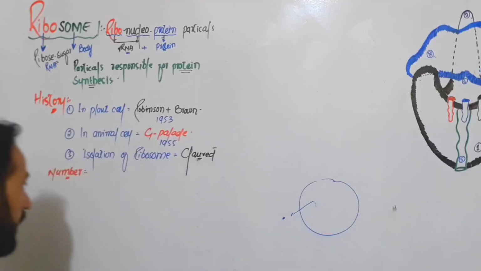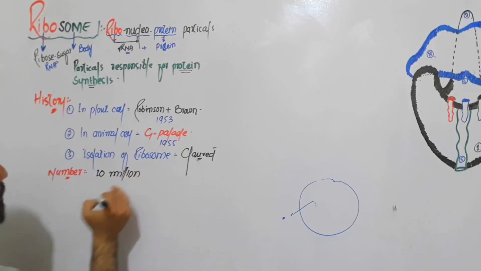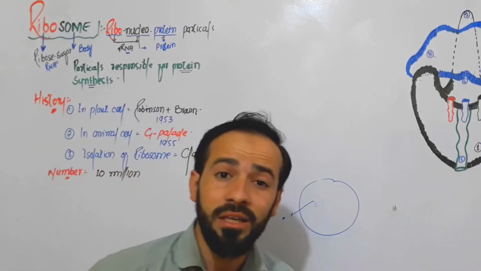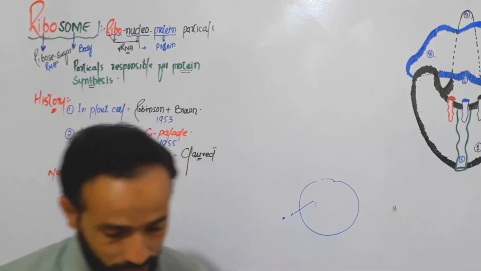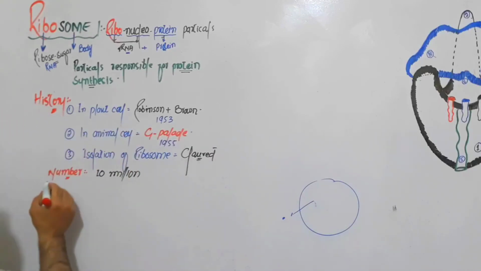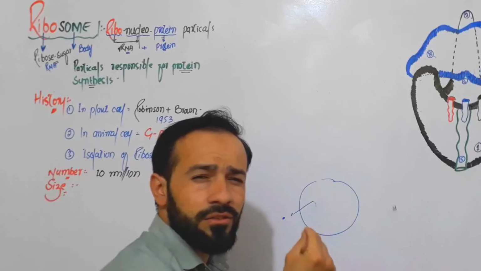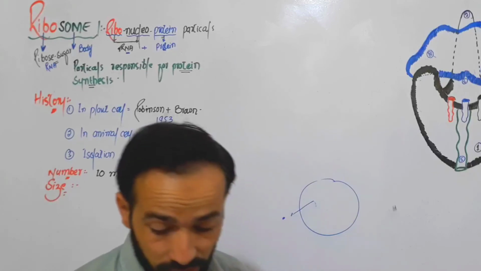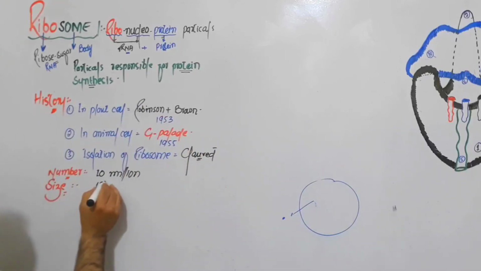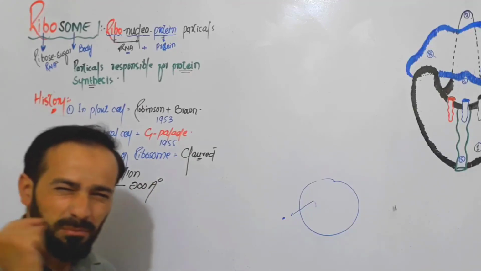So we have come to know that there can be 10 million ribosomes in a cell. So there can be 10 million ribosomes, and these ribosomes may be attached or may be free. We will talk about it later. What is the size of ribosome? So this is a ribosome. We have much magnified it. It can be only seen with electron microscope. So it's a very small particle, and the size of it is 150 to 200 angstrom, right? So it is a very small particle.